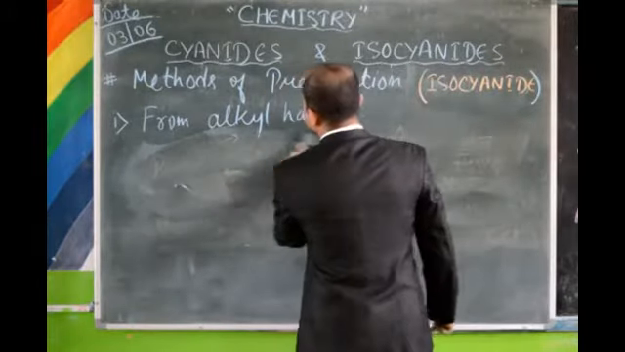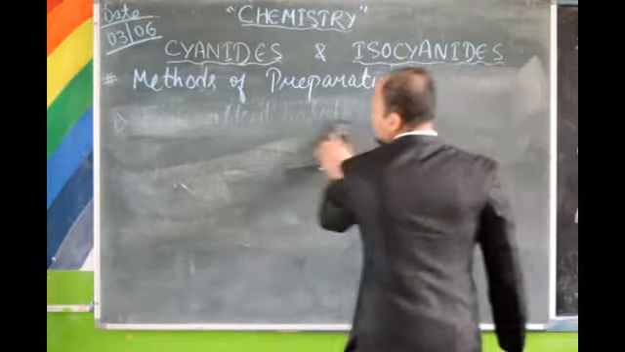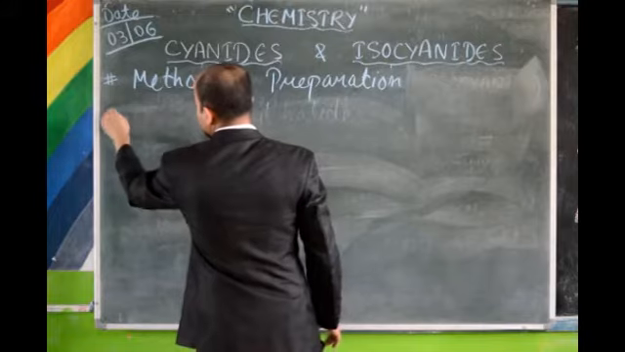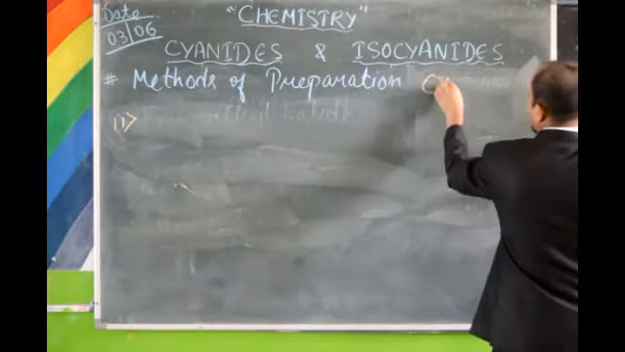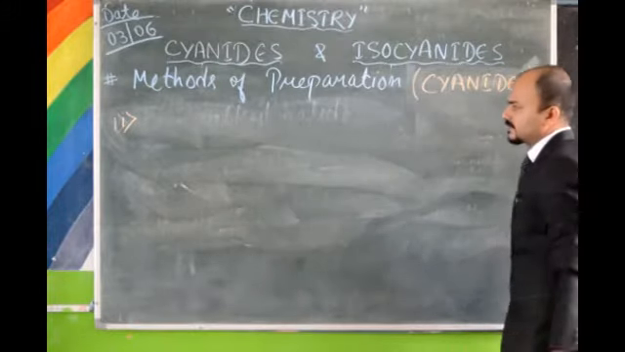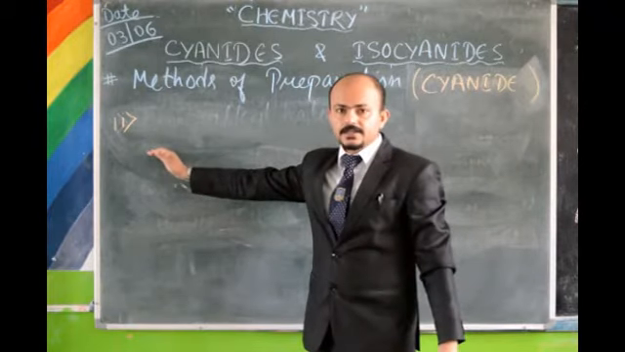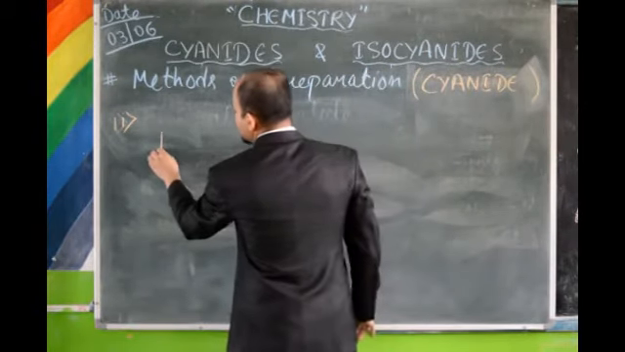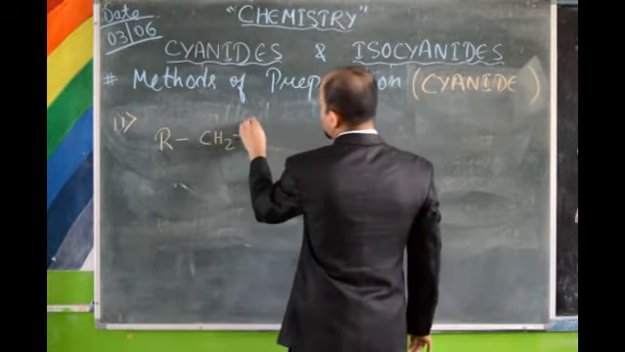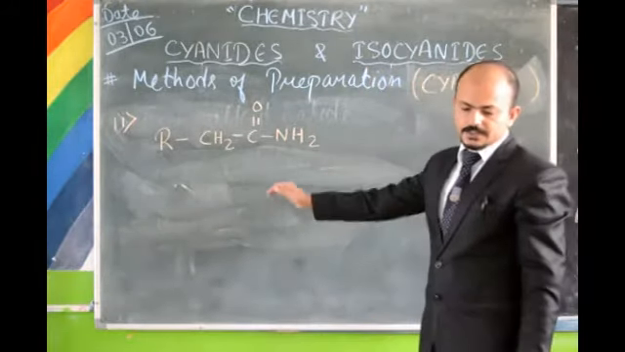cyanide. Again, methods of preparation. Second method for the preparation of cyanide. It is a very simple reaction. It's a dehydration reaction. Whenever you treat amides, okay, with some dehydrating agent, say R, C, H2, C double bond O, NH2. This is amide.